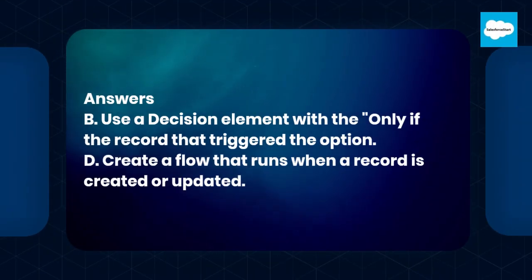Answers: B. Use a decision element with the only if the record that triggered the option. D. Create a flow that runs when a record is created or updated.